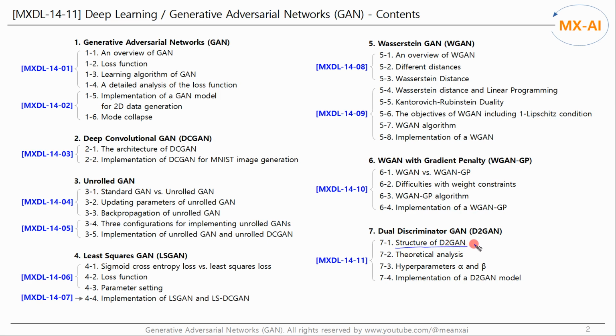First, let's look at the structure of the D2GAN model presented in the paper, Dual Discriminator Generative Adversarial Nets. Next, we will cover the formal theoretical analysis of the D2GAN model. And let's look at the role of alpha and beta, the hyperparameters introduced by the authors of the paper. Finally, let's implement a D2GAN model using Keras.